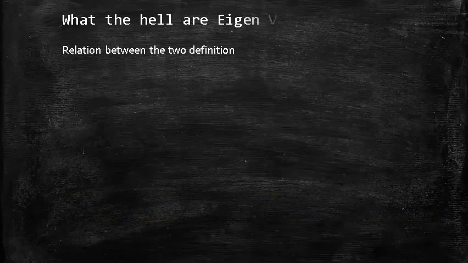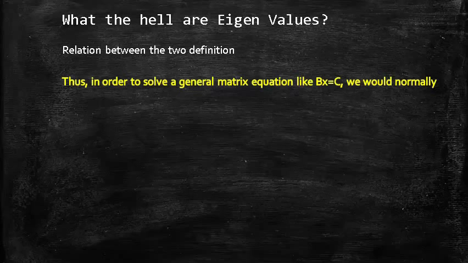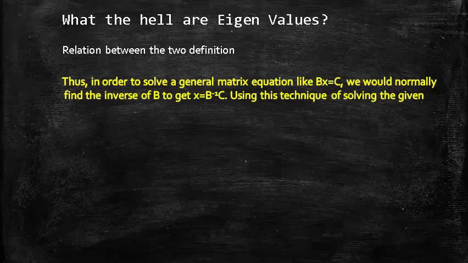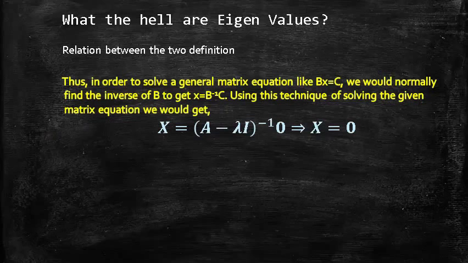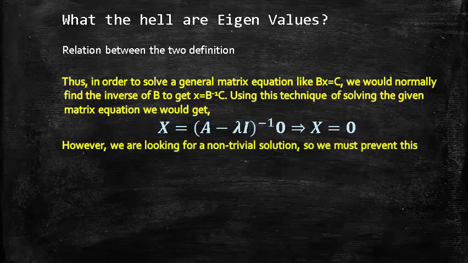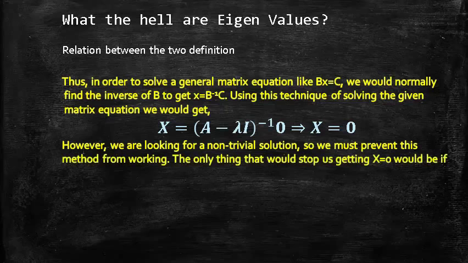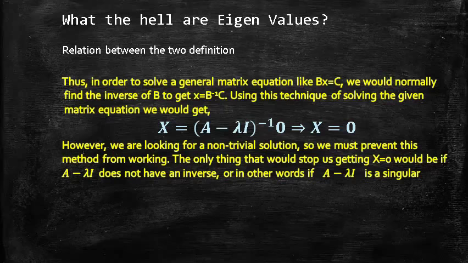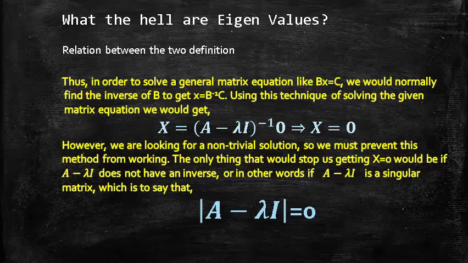So what should we do? In order to solve a general matrix equation like Bx is equal to C, we would normally find the inverse of B to get x is equal to B inverse times C. Using this technique, we would get x is equal to A minus lambda I the whole inverse times 0, which implies x is equal to 0. However, again, we are looking for a non-trivial solution, so we must prevent this from happening. The only thing that would stop us getting x is equal to 0 would be if A minus lambda I does not have an inverse, or in other words, if A minus lambda I is a singular matrix, which is to say that the determinant of A minus lambda I is 0.